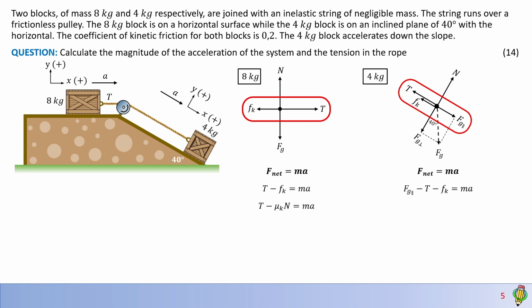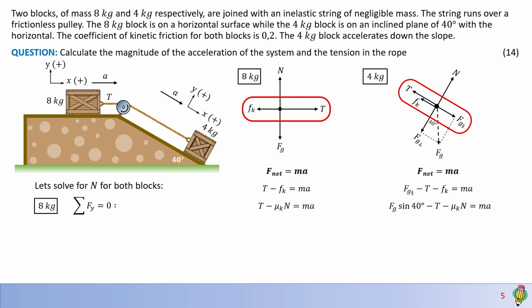Then we can express our Fk as mu k times normal for the 8 kg block. And we can express Fg parallel as Fg sine 40 degrees as our component there, minus T minus mu k times the normal force of the 4 kg block equals ma. Now, as we can see, we are missing the normal force, which is easier to calculate. So we're going to solve for the normal force for both the blocks. Remember, always the equation is sum of the forces in the y direction are equal to 0 due to the acceleration in the y direction being 0.